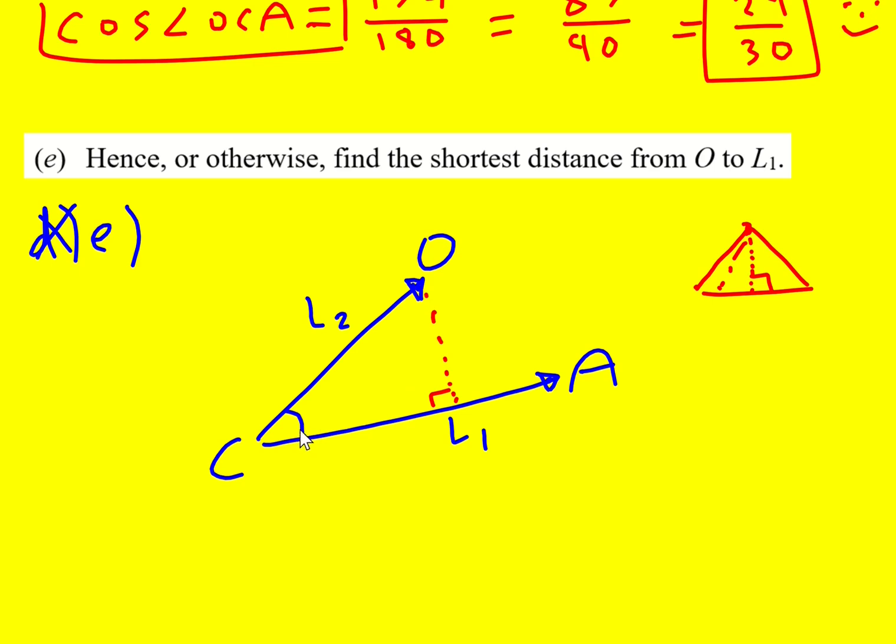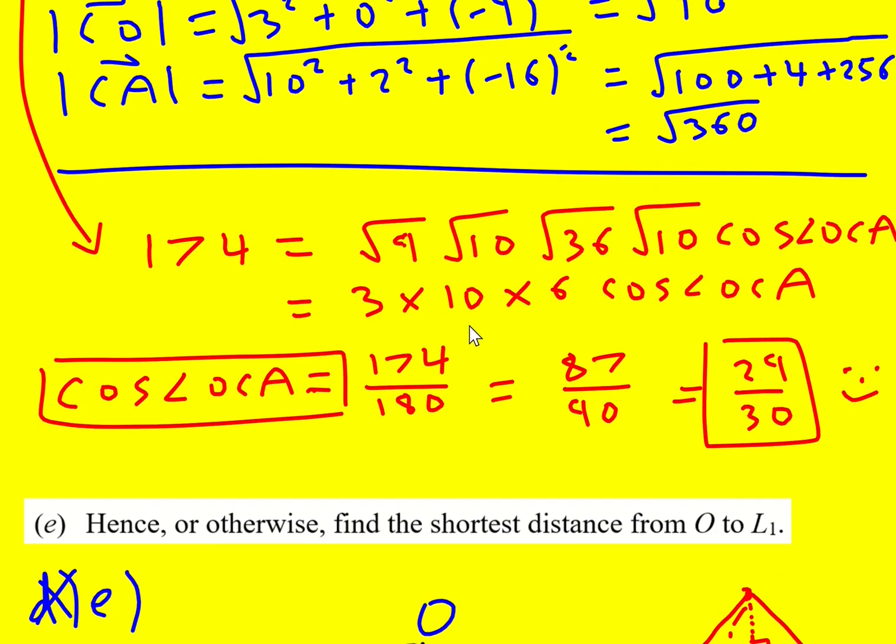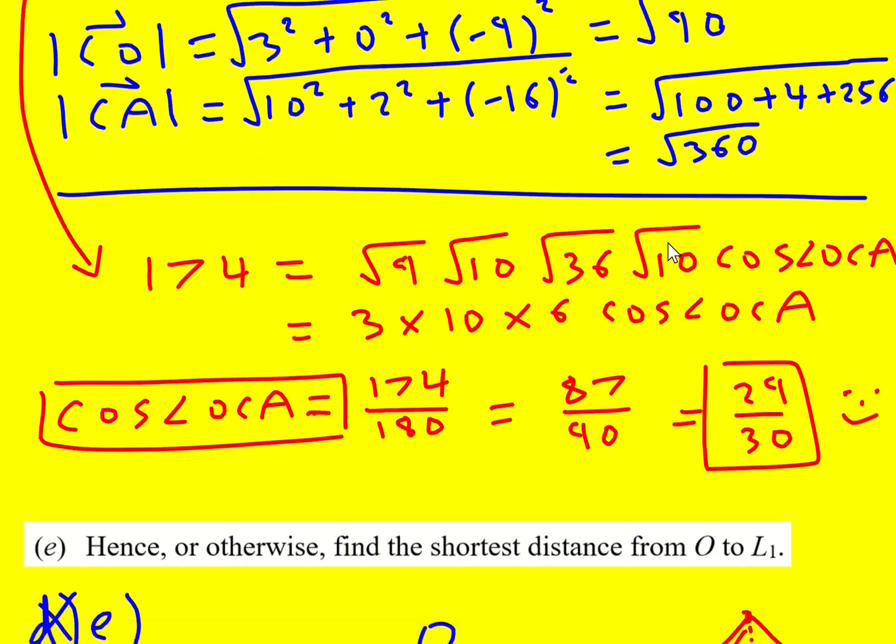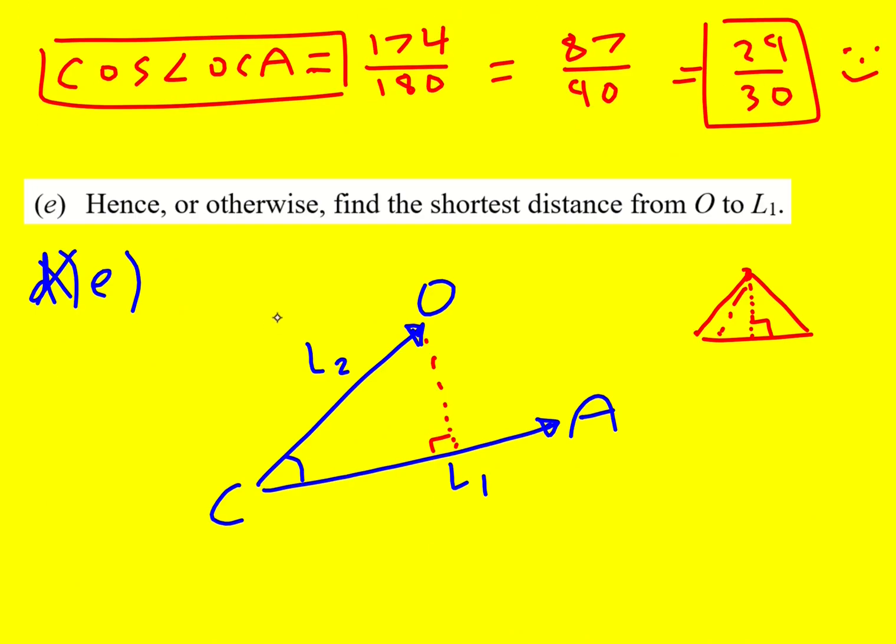And what else do we know? We know the length of OC. We calculated that, and it was root 90. So if we want to work out this one, this is the opposite. We're going to need sine of angle OCA. Well, we have cos of angle OCA.